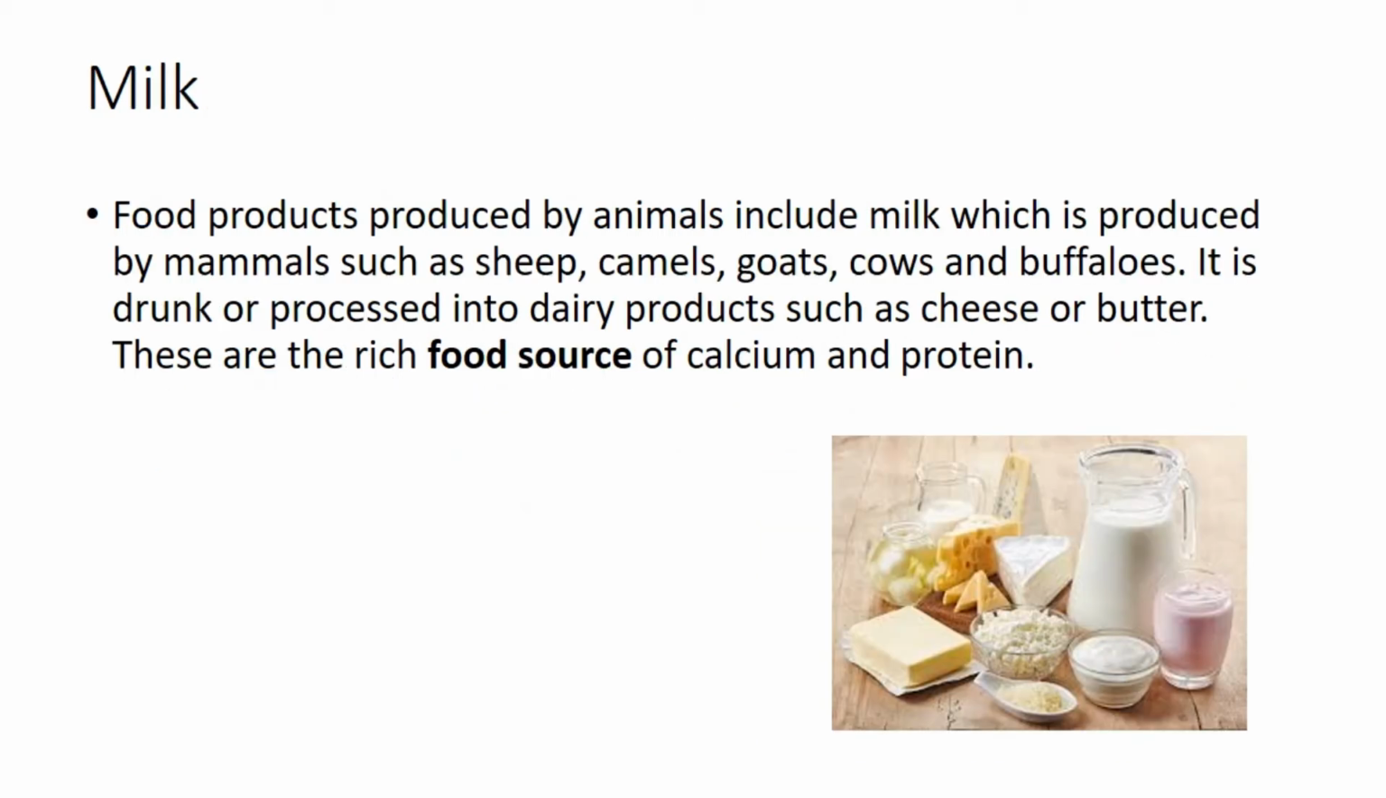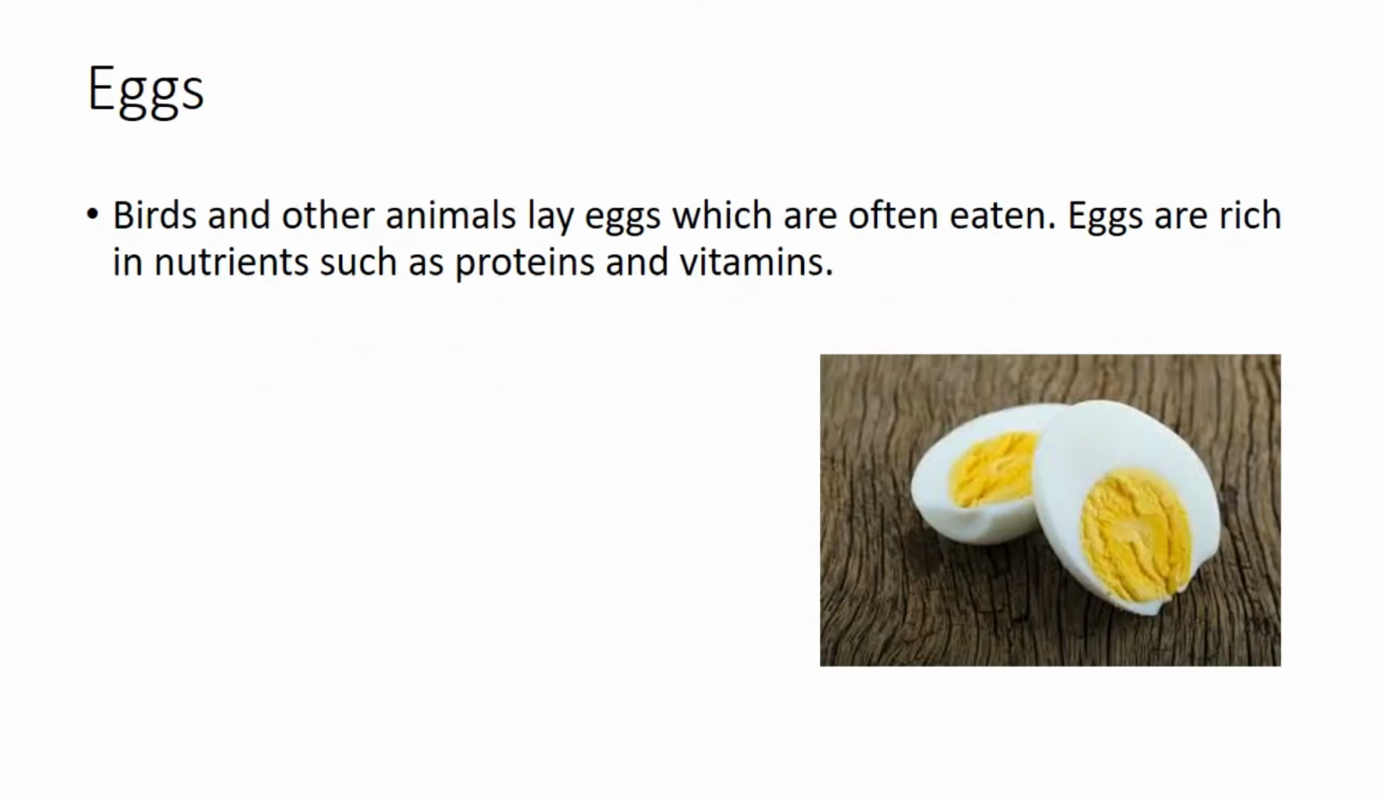We get milk from animals as well. Food products produced by animals include milk, which is produced by mammals such as sheep, camels, goats, cows, and buffalo. It is drunk or processed into dairy products such as cheese or butter. These are rich food sources of calcium and protein.